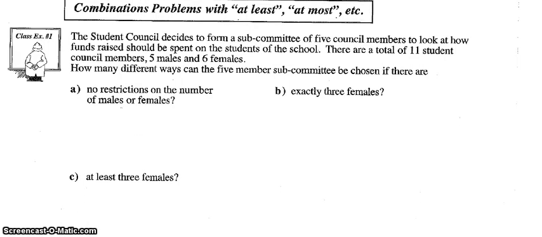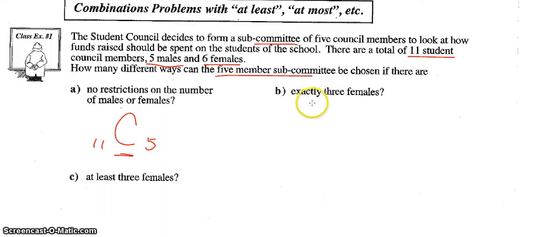Okay, let's see. A student council wants to form a committee. The question will be a combination question. There are 11 students, of which 5 are male and 6 are female. How many ways can the 5-member subcommittee be formed? Out of 11 students, you want to pick 5. If there's no restriction, it's simply 11 students, you choose 5. The order doesn't matter. Students A, B, C, D, E is the same as students C, D, E, A, B. It's the same group of people. So that's the member. The order doesn't matter, so it's C.